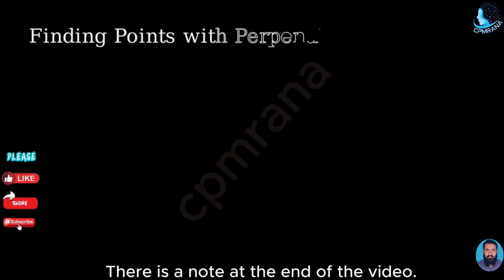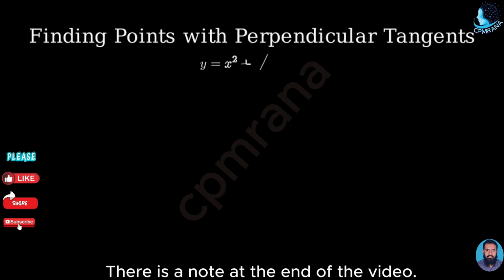Let's solve a calculus problem involving finding points where the tangent line is perpendicular to the x-axis. Our curve is y equals x squared plus the square root of 1 minus x squared. Let's break this down step by step.